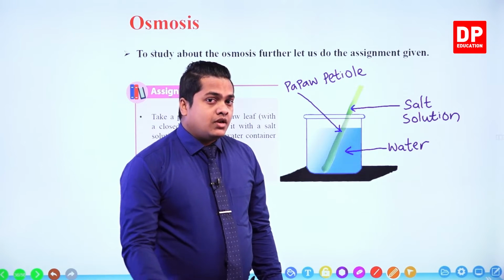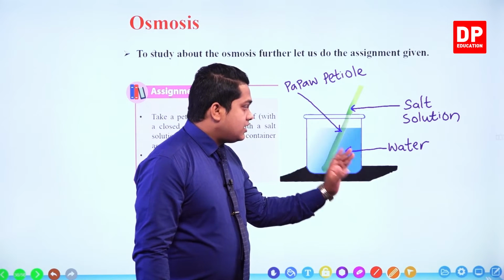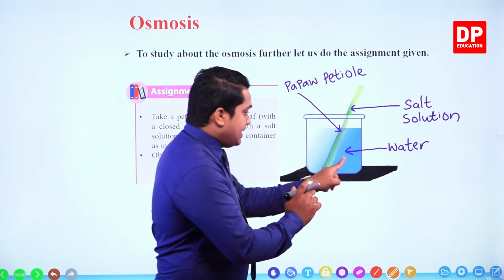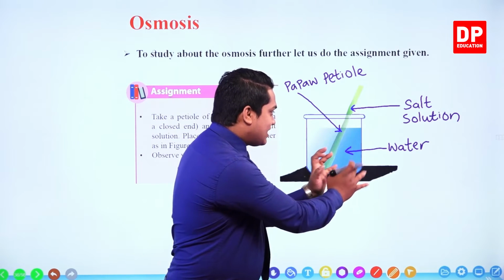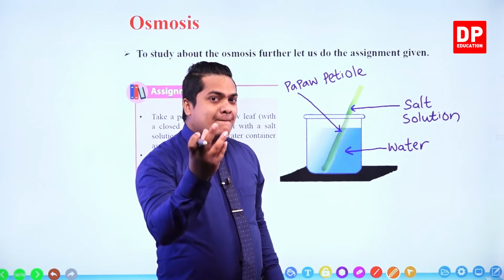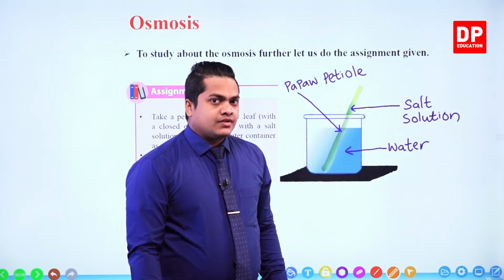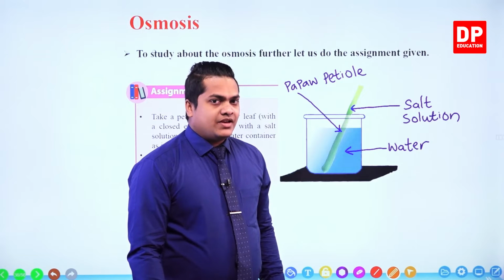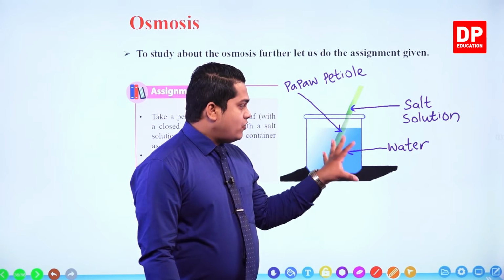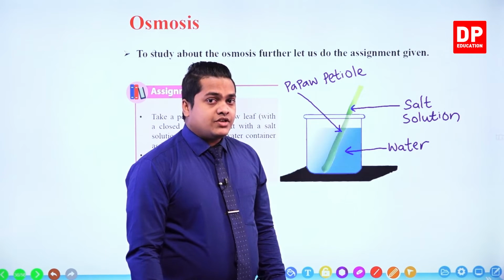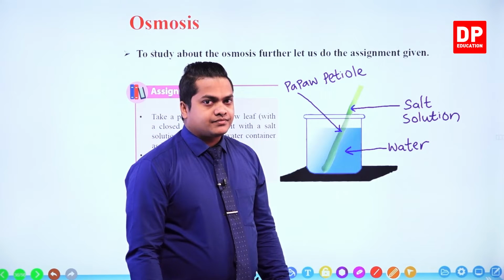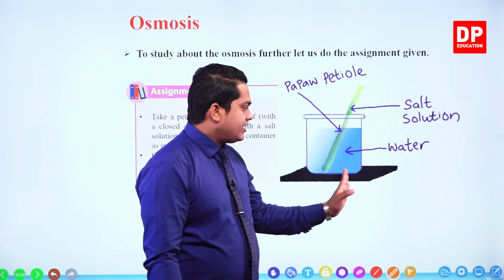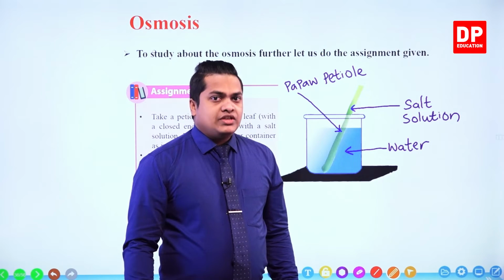This should be our observation. Water should travel from the beaker towards the petiole because the concentration difference is from here to here. Here is high concentration; within the petiole is low concentration because of the salt solution, right? As there is salt, water particles are fewer within the petiole. As there is only water within the beaker, concentration is high in the beaker, meaning a high number of water particles. So the water particles will definitely travel through these cell membranes inside the papaw tube.